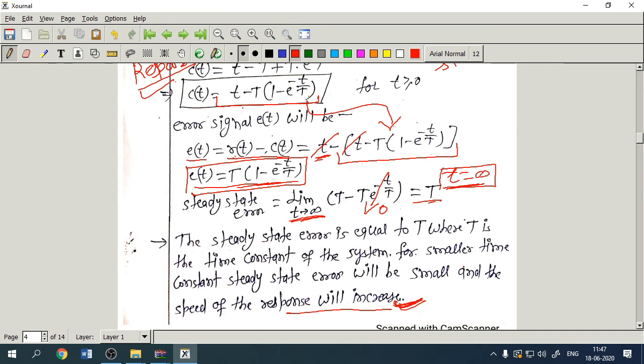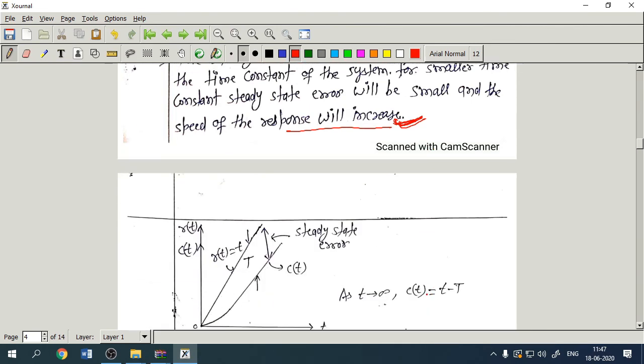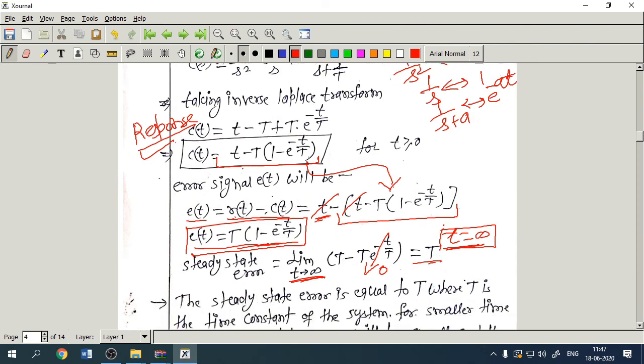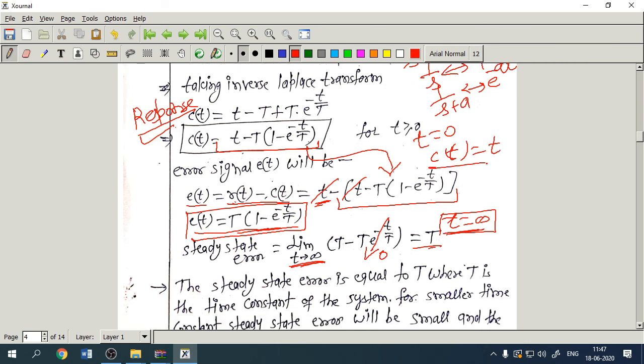Now if the steady state error is small, then the system will be faster, or we'll say the speed of the response will be increased, right? Now we will plot the graph of this C(t). When we put t equal to 0, e to the power minus 0 is 1, 1 minus 1 is 0, that means C(t) is equal to 0, right? If t equal to 0, the response is 0. When we put t equal to infinity, e to the power minus infinity is 0, and C(t) is t minus capital T.